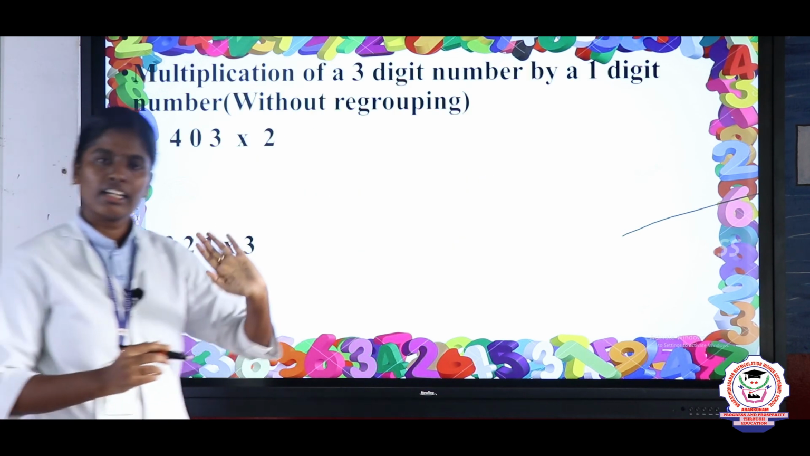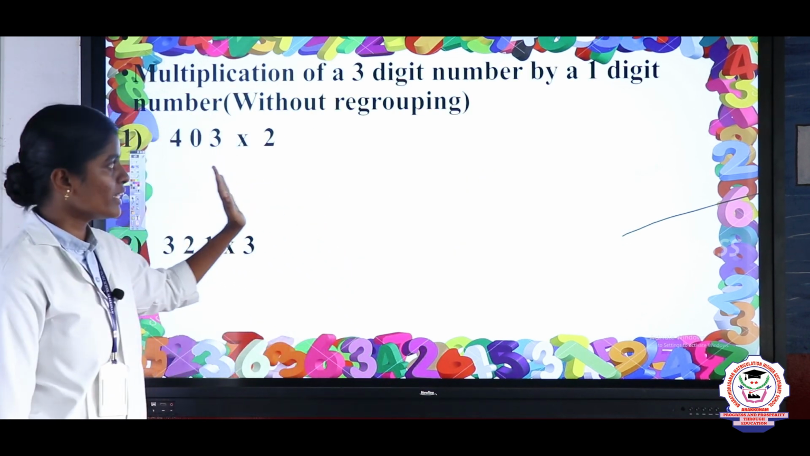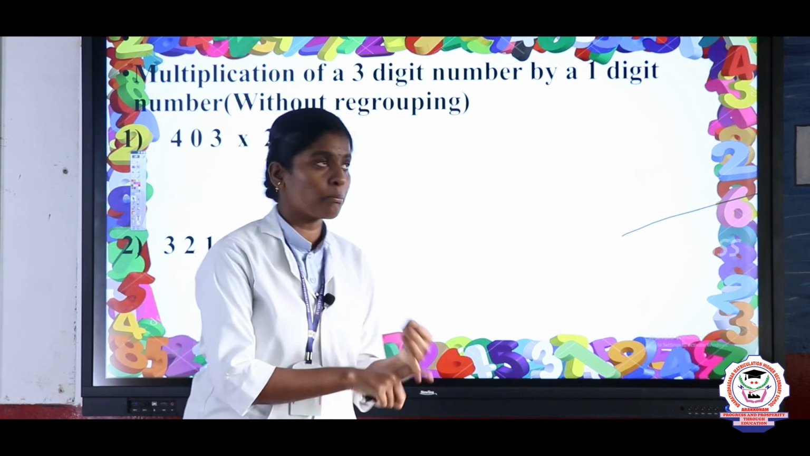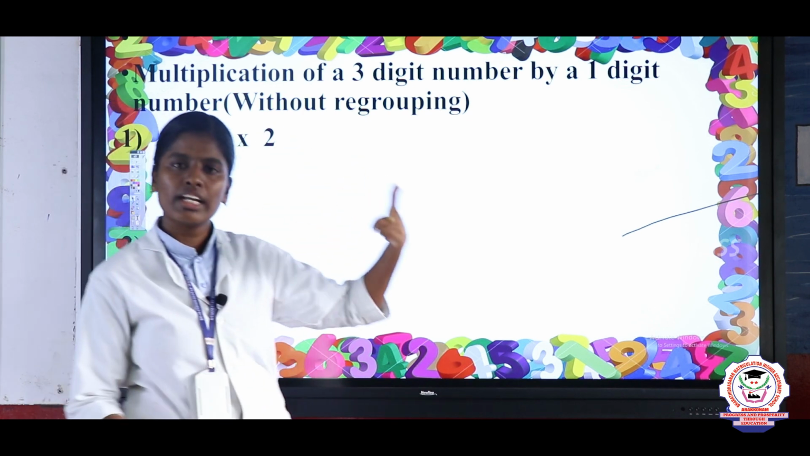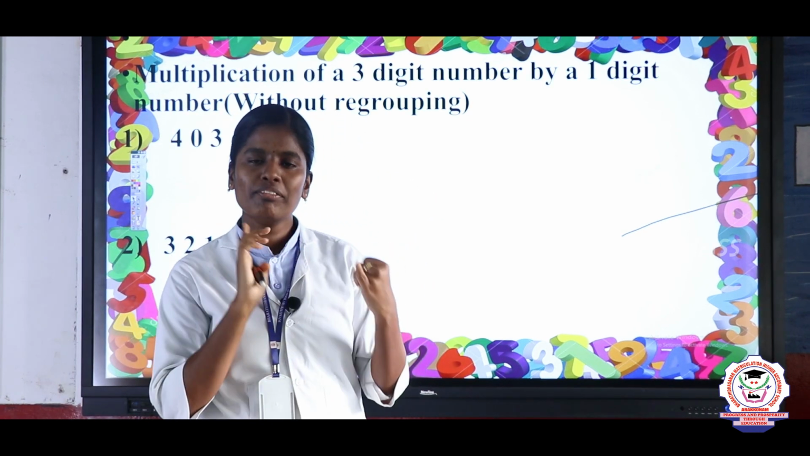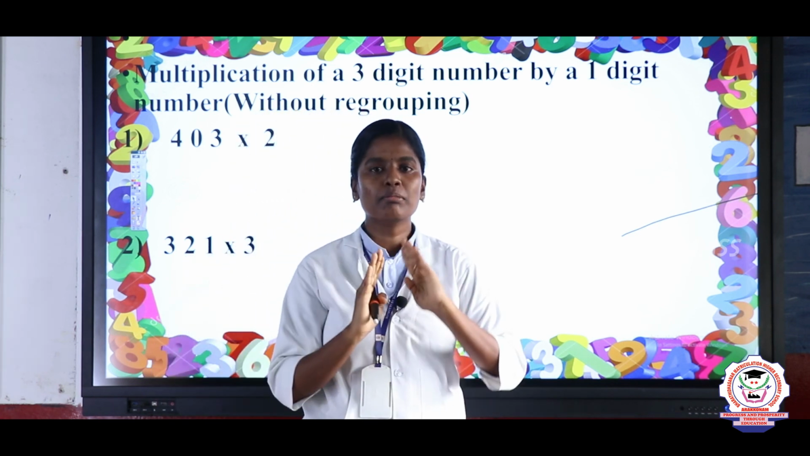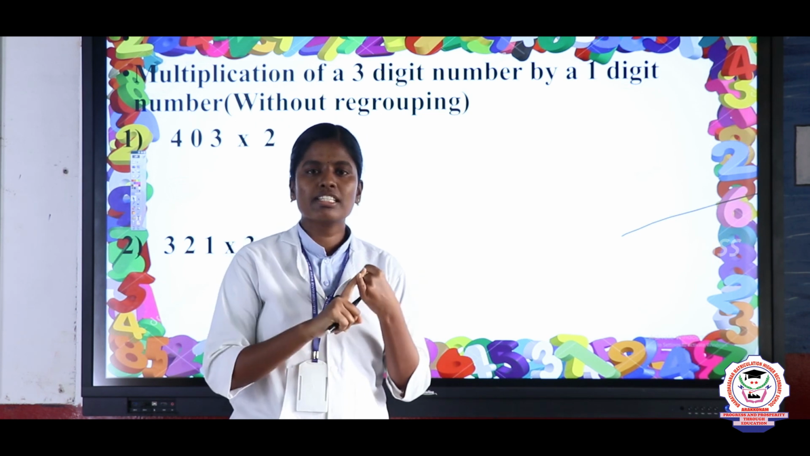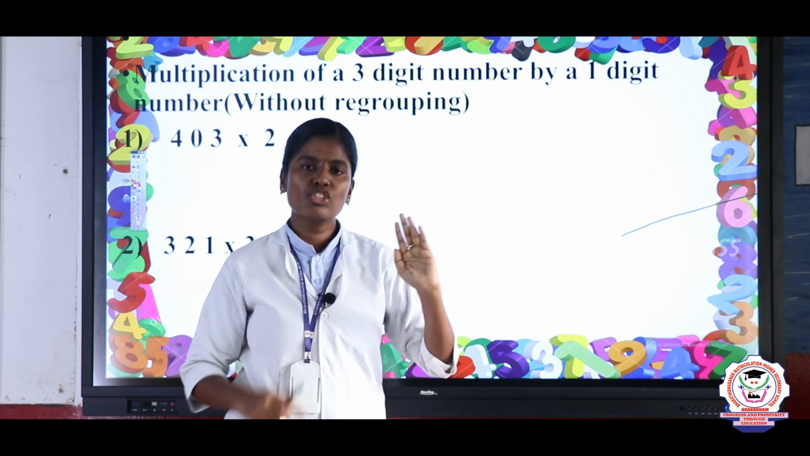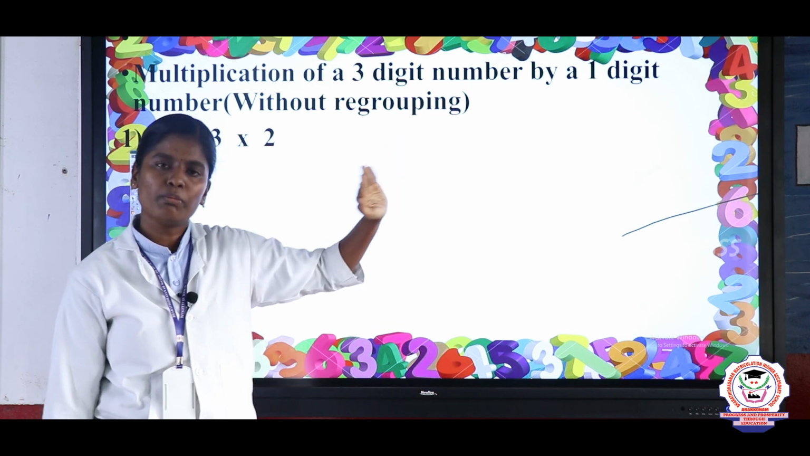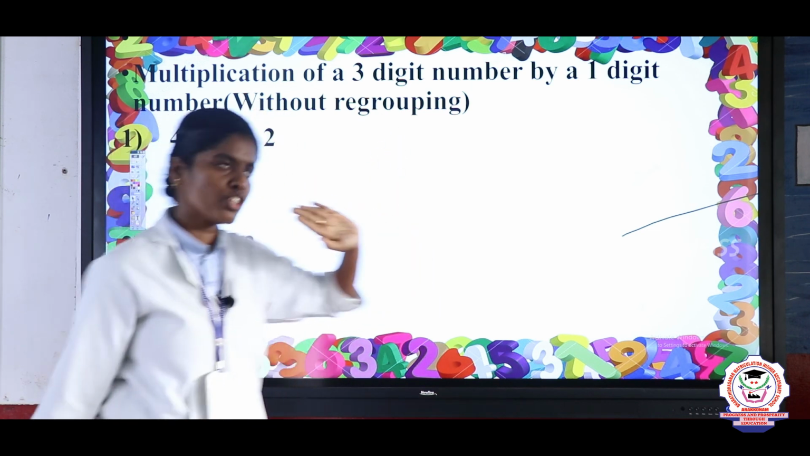So our next final topic is multiplication of a 3-digit number by a single digit number, that is a 1-digit number. The topic is without regrouping. So already you know what is without regrouping. When we are doing the multiplication sum, if the sum does not have the carry, that is called without regrouping. Now we are going to do the multiplication problem. Listen.